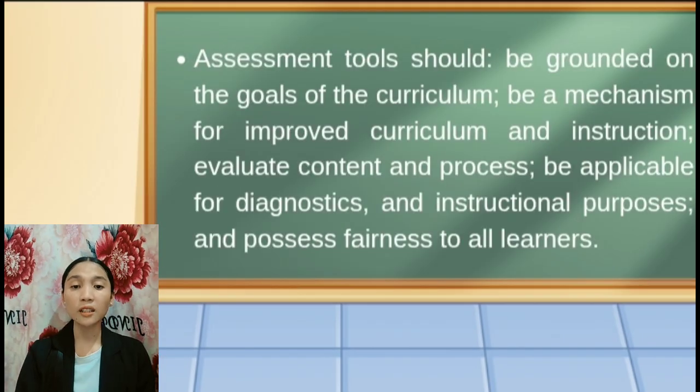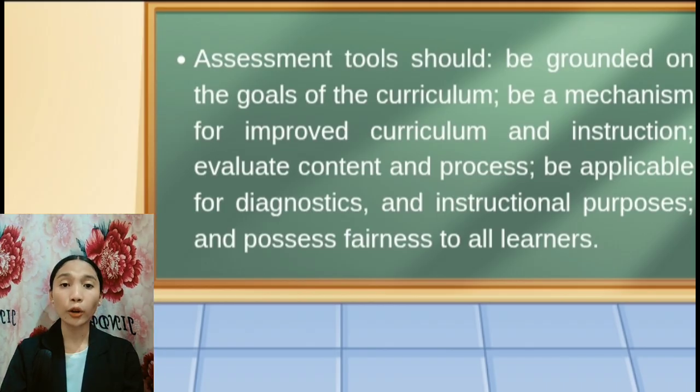So first, assessment tools should be grounded on the goals of the curriculum, be a mechanism for improved curriculum and instruction, evaluate content and process, be applicable for diagnostic and instructional purposes, and possess fairness to all learners. So it means assessment tools must align with curriculum goals, improve teaching, measure learning, and be fair to all learners.